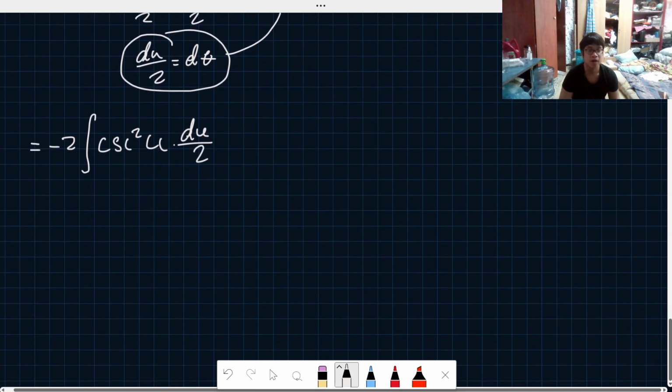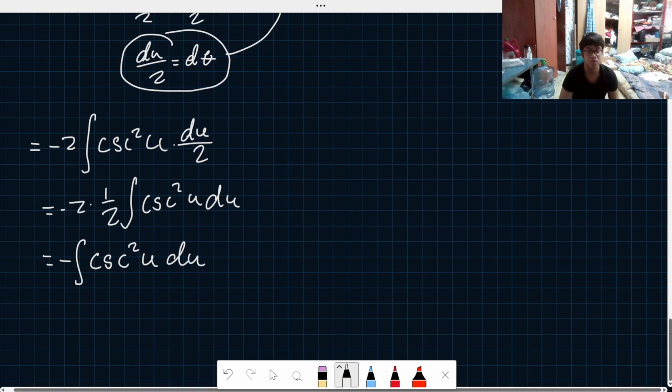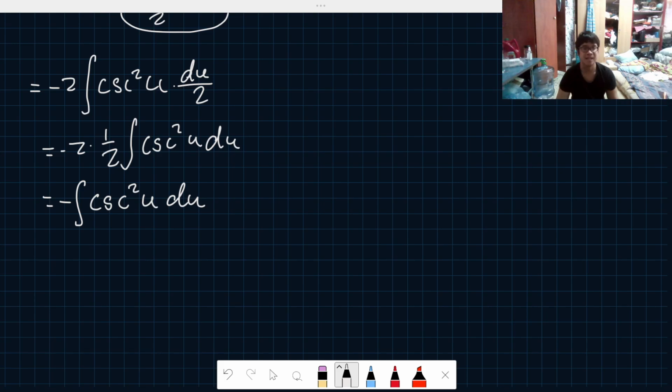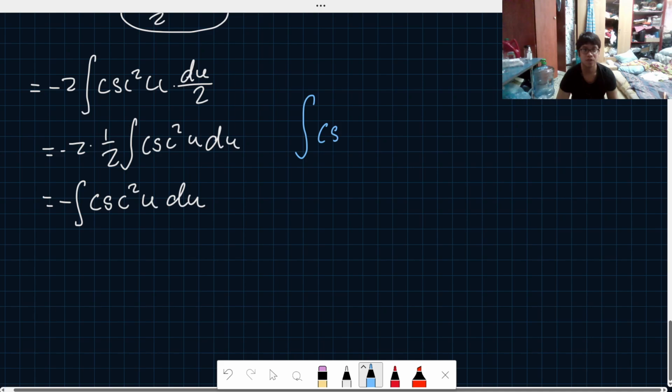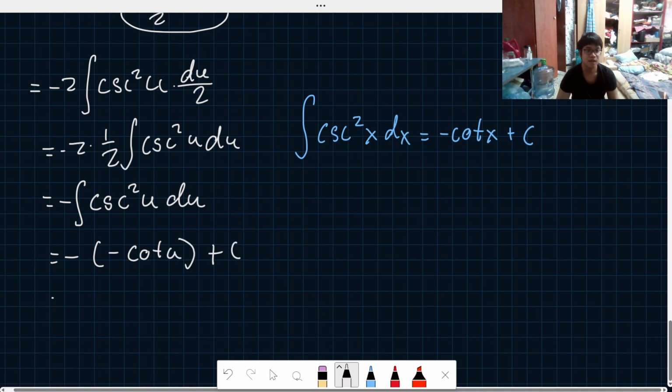I can factor out the denominator 2 outside, so I will have negative 2 times 1 half times the integral of cosecant squared u. Negative 2 times 1 half is negative 1, or just simply put a negative sign. That's already enough. So what's left is we have negative integral of cosecant squared u. And here, we can now integrate it because the integral of cosecant squared x is basically negative cotangent x. So therefore, I will have negative quantity negative cotangent u plus c. Negative times negative will give you positive, so you will have positive cotangent u plus c.